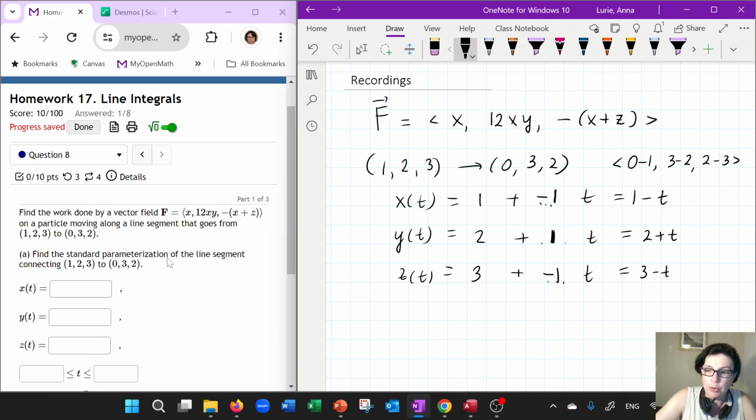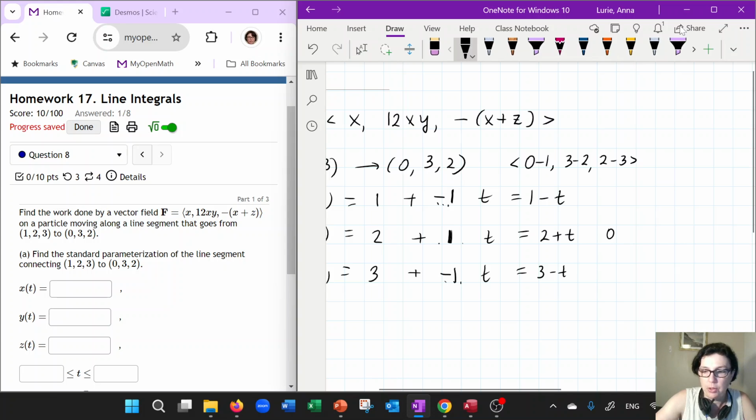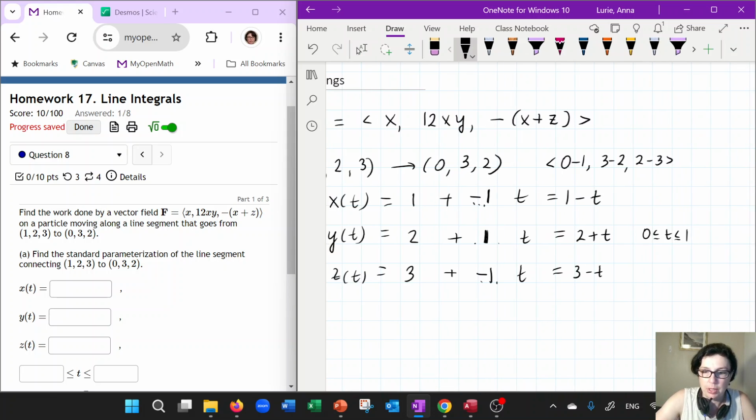To check that out, we also need to know that this specific parameterization is always going to be where t goes between 0 and 1. How do I know this is true? So if I were to substitute t equals 0 into the parameterization, I get 1, 2, 3. So I know that my line segment starts at 1, 2, 3. Now, if I substitute t equal 1, I should get the second point. So t equal 1 will give me 0, 3, and 2. So I know that this parameterization is correct.